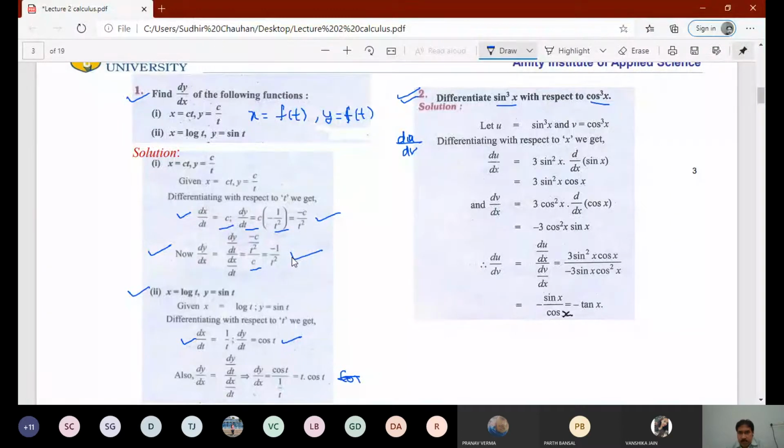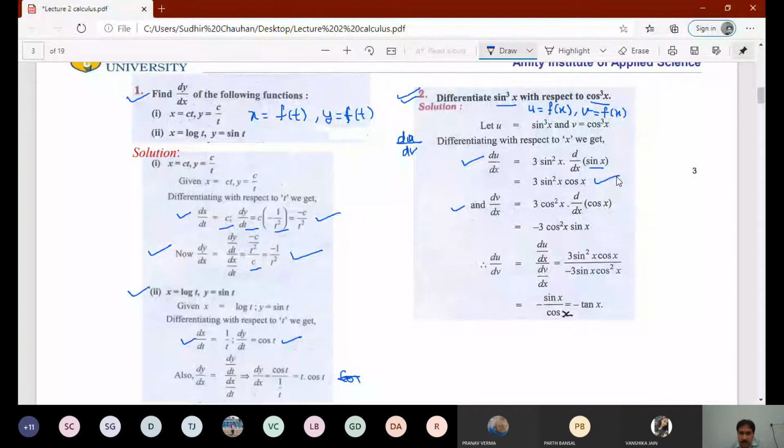Now to find du by dv, u is a function of x, and v is a function of x. So we'll find the differential of u with respect to x first. We differentiate u with respect to x, it is 3 sin square x, and then the differential coefficient of sin x, that is equal to cos x.